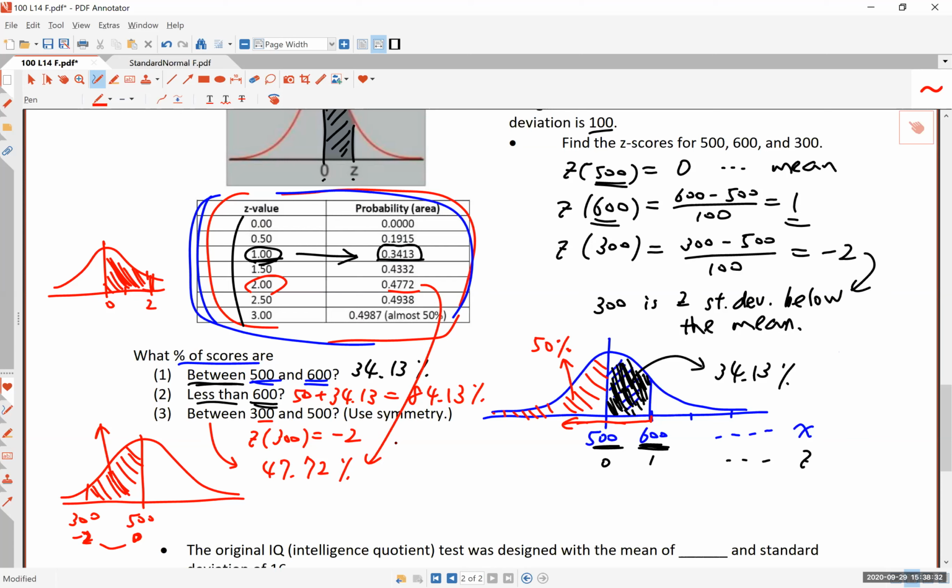And that comes from this number right here. So you can say that between 300 and 500, we have 47.72% of all the students who took the SAT test. So that's how it works.